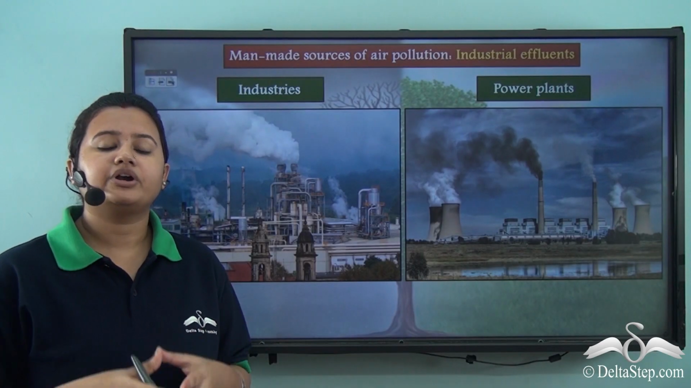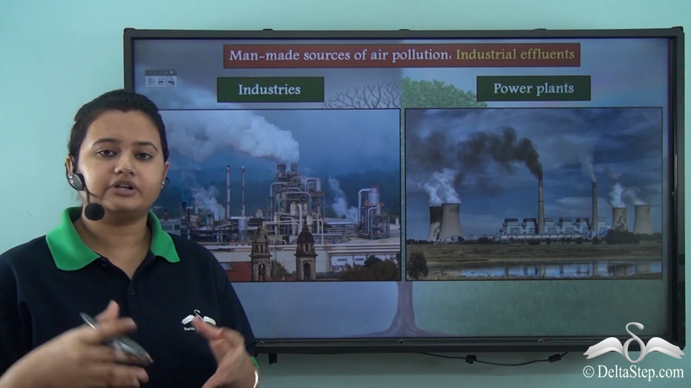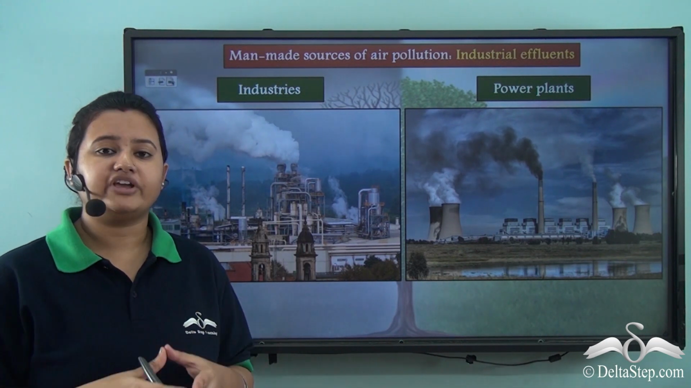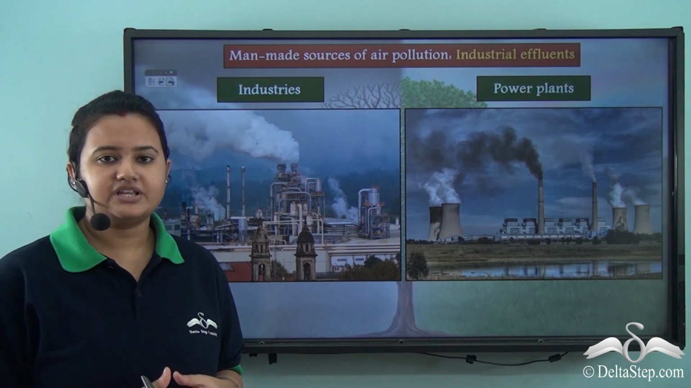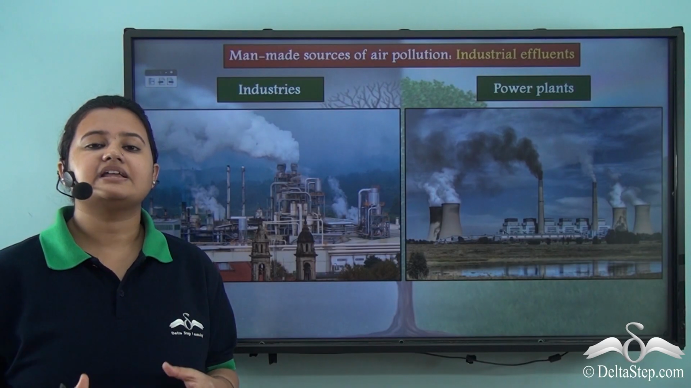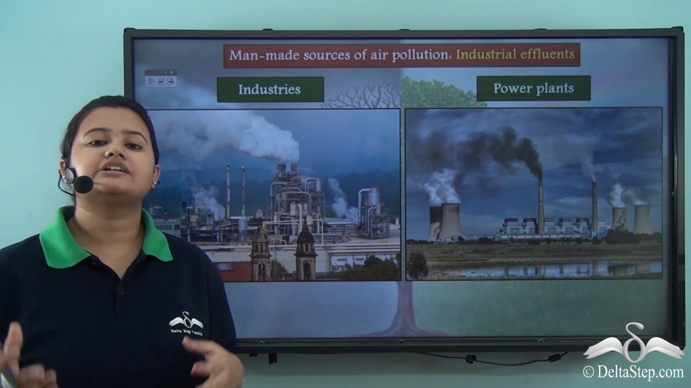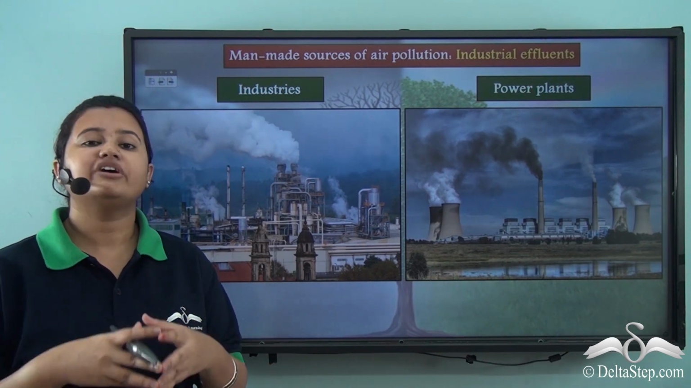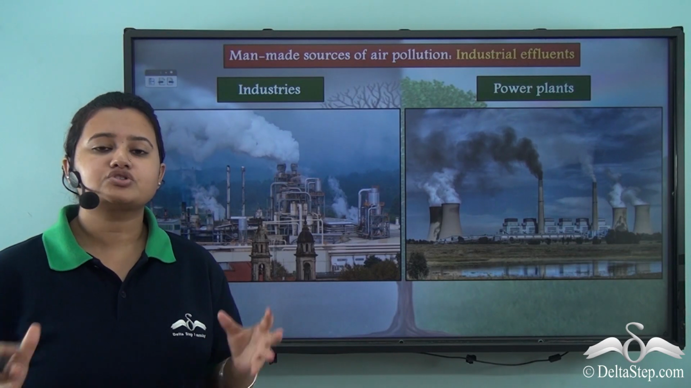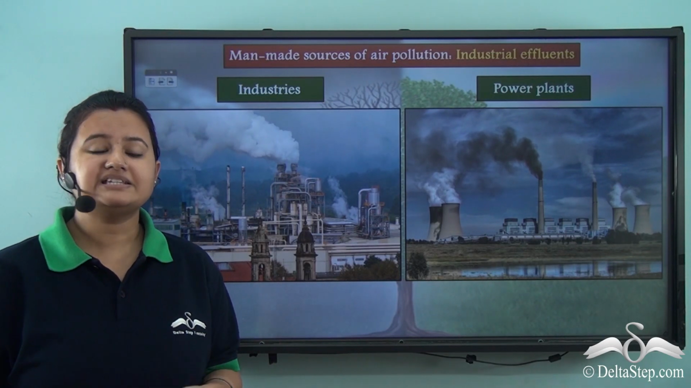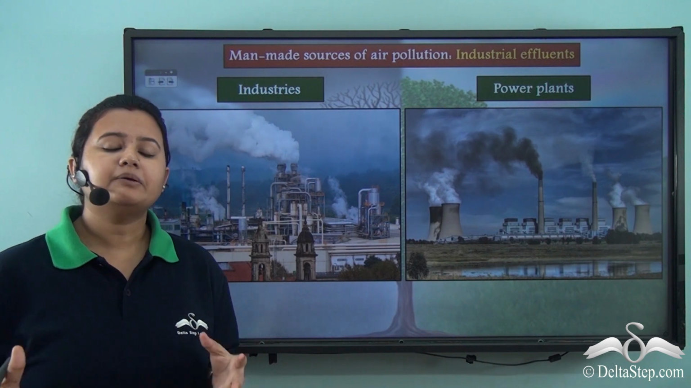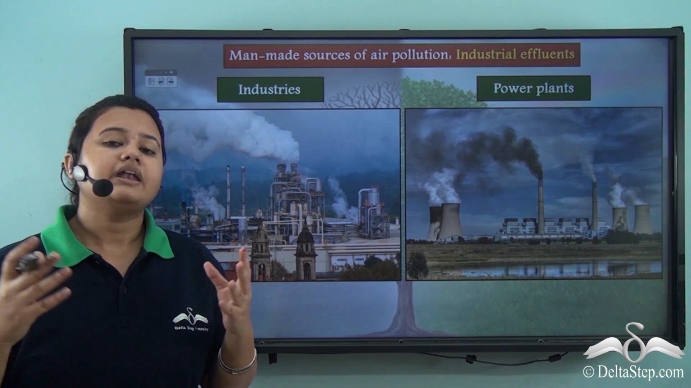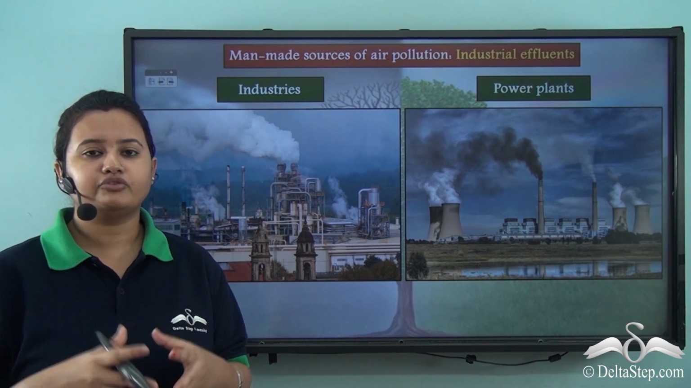We know industries are the economic backbone of many nations. Now, apart from production of goods and job creation, industries also produce tons of waste in their daily processes. A power plant is another type of industry that is responsible for power generation and production of electricity. The most common type of power plant is the thermal power plant. A thermal power plant produces electricity out of coal. Now, coal, we know, is a fossil fuel.